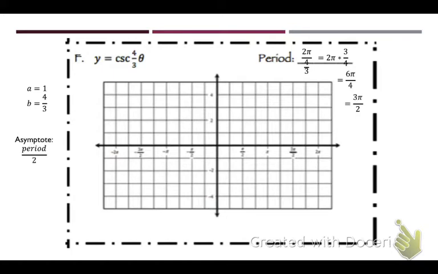Okay, then my asymptote for cosecant is the period divided by 2. So that's 3 pi over 2 divided by 2. You can flip that fraction. So that's 3 pi over 2 times 1/2, which is 3 pi over 4. So my asymptote's at 3 pi over 4. For cosecant, you always start with an asymptote at 0, then go over 3 pi over 4. There's that asymptote. Go left, negative 3 pi over 4. There's that asymptote. And then just continue to do that.